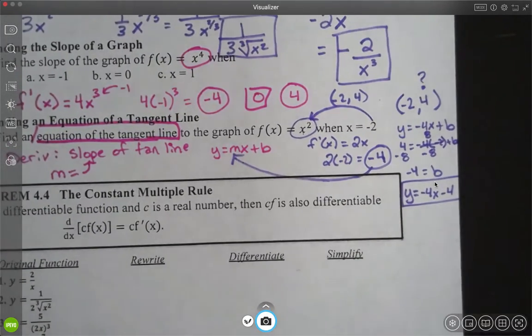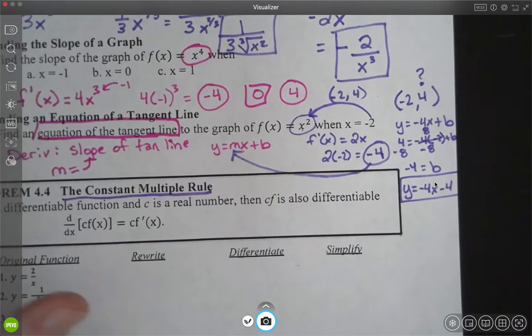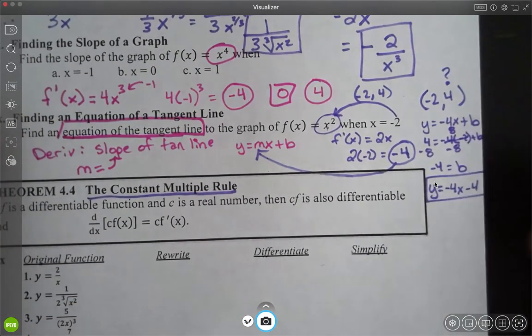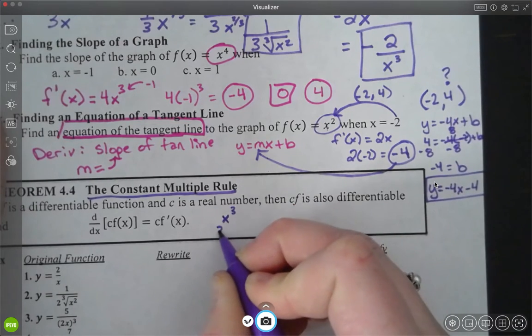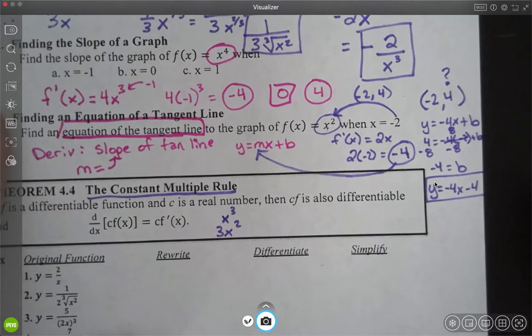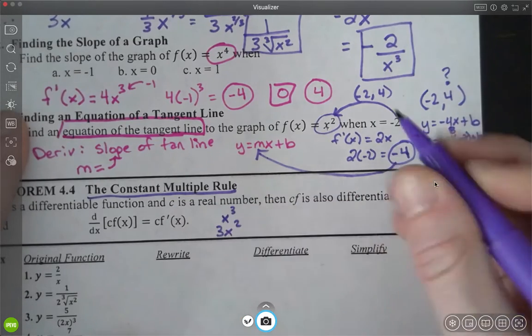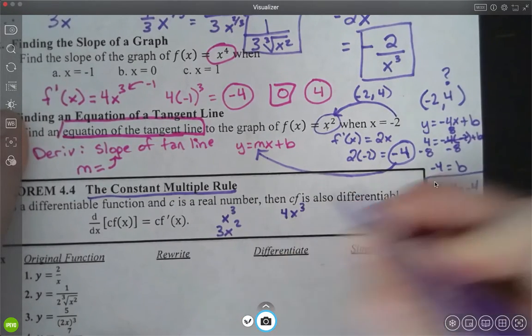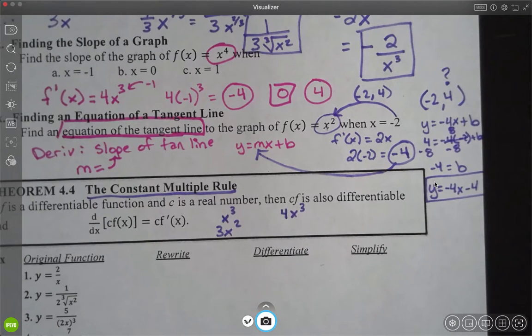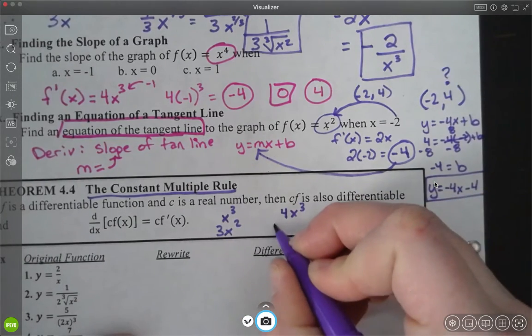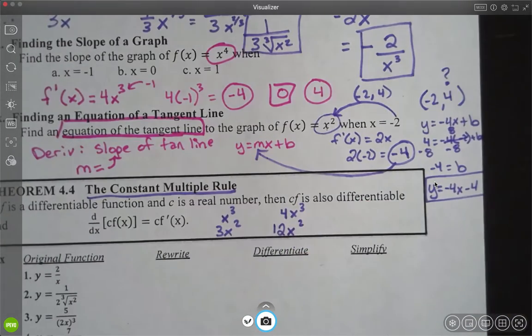The constant multiple rule. I'll hit on this just a second. For some reason, they thought this needed an extra explanation. When you're taking the derivative of x to the third power, that's 3x squared, right? But what they're saying is that if you have a number out in front of that x to the third power, like 4x to the third power, what do you do with the 4? You just multiply it by 3, so it becomes 12x squared. You just multiply the whole thing by 4. The fact that it has a number out in front doesn't change what you do. It just means you multiply by that at the end.